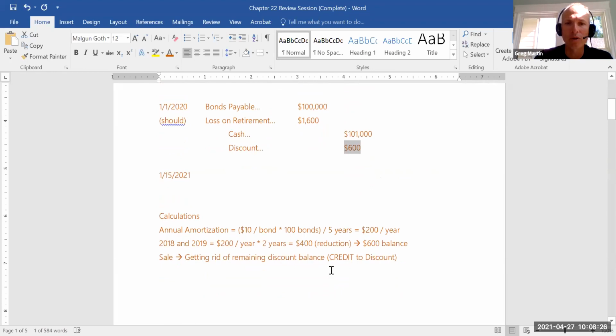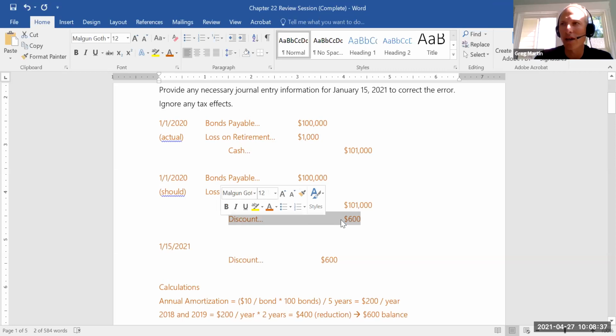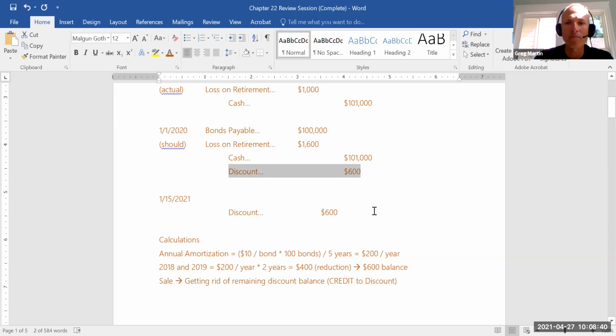All right, so what do we do then? So we have this credit to the discount. So you can see, hopefully, that we needed to include this journal entry. We did not. Someone asked how we got the 600. So the original balance would have been $1,000, $10 per bond times 100. We recorded 2 years of amortization, one in 2018 and another year in 2019. And so the total reduction over that 2 years would have been 400. So 1,000 minus 400 is where we get the $600 balance at the time of this sale.